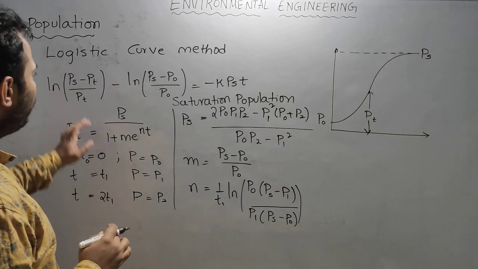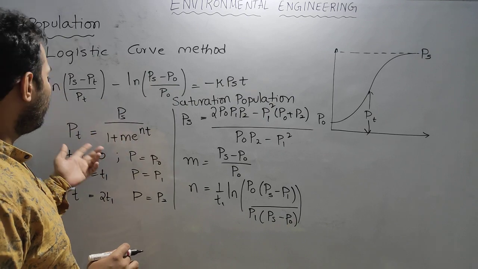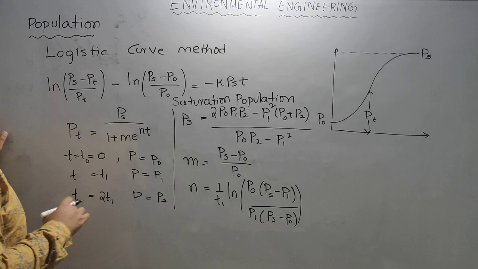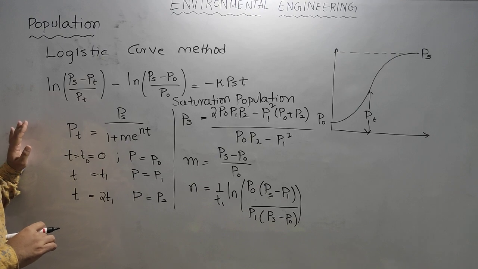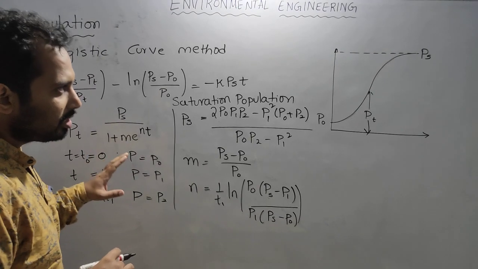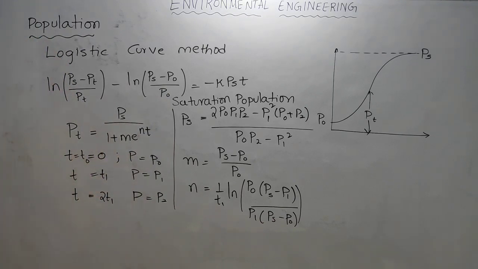If you know PS, M and N, you can determine the population at any point of time T. So this is an empirical formula to determine the population. This method is called the logistic curve method or logistic forecasting technique. This method is not that important for the GATE examination, but as it is present we need to discuss this concept also.